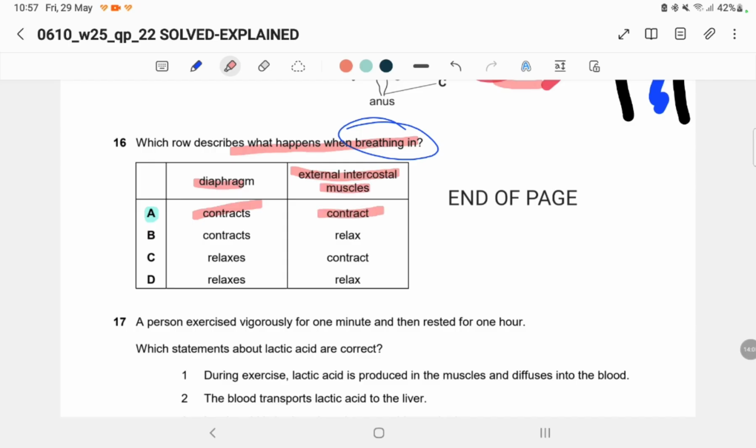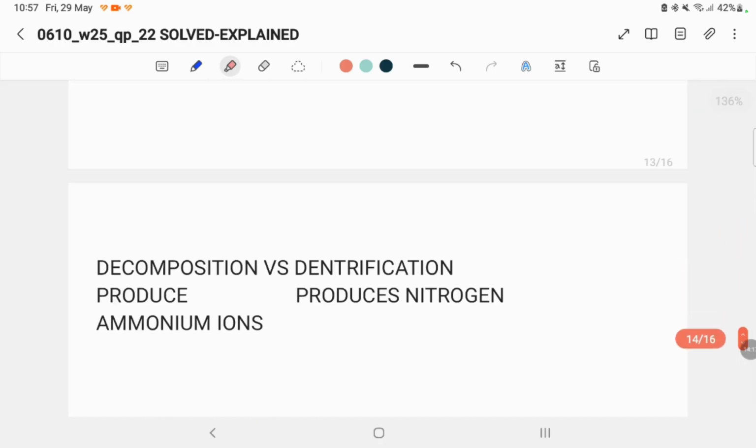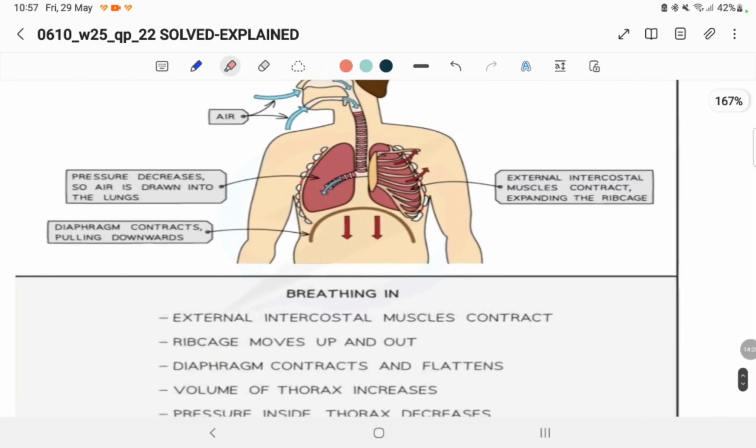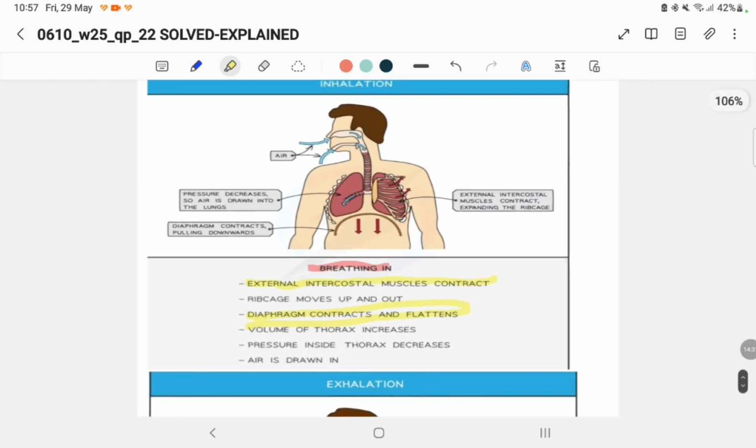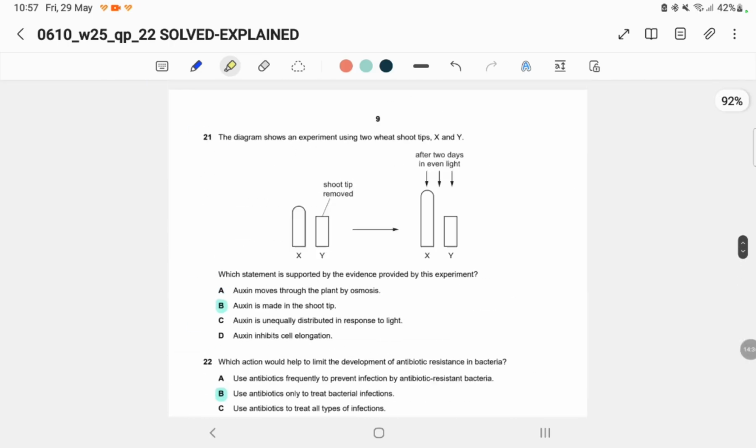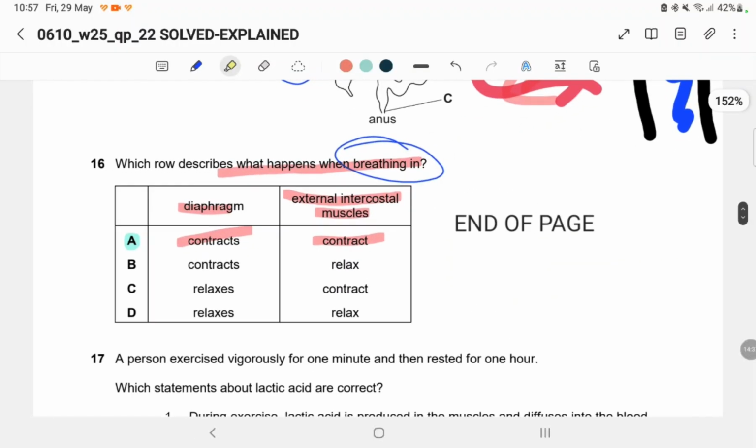Be careful, intercostal muscles are a little bit tricky because we have internal intercostal muscles and external intercostal muscles. These two things are totally different from each other. So just check page number 16, and it's telling you breathing in. As you can see, in breathing in, the external intercostal muscles contract and the diaphragm contracts and flattens. Now let us go to our question. The diaphragm contracts and the external intercostal muscles contract. So it's basically something you need to memorize, and it's a very free mark question.